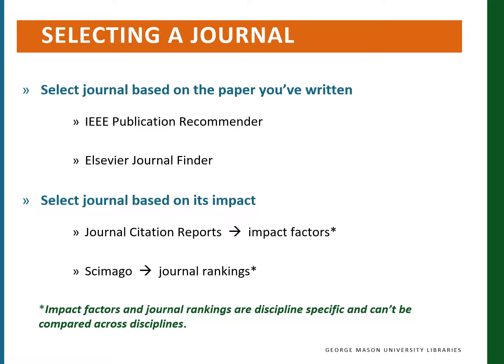When it comes to selecting a journal, there are essentially 2 ways that you can do it. You can select a journal based on the paper you've written, or you can select the journal based on its importance to the discipline. The metrics you can use for this are the Journal Citation Reports Impact Factor and the SCImago Journal Rankings tool.